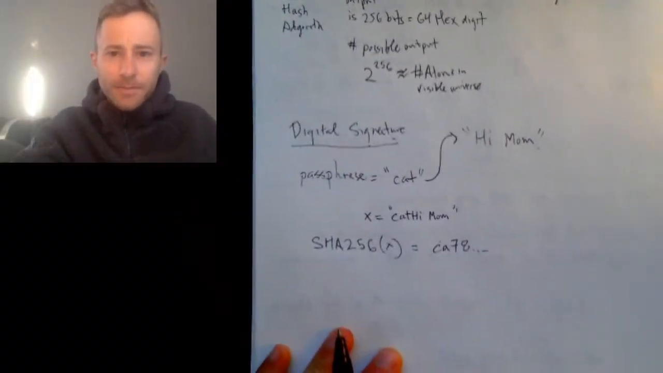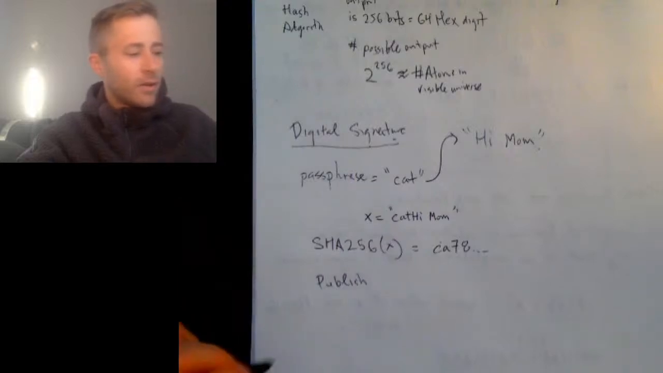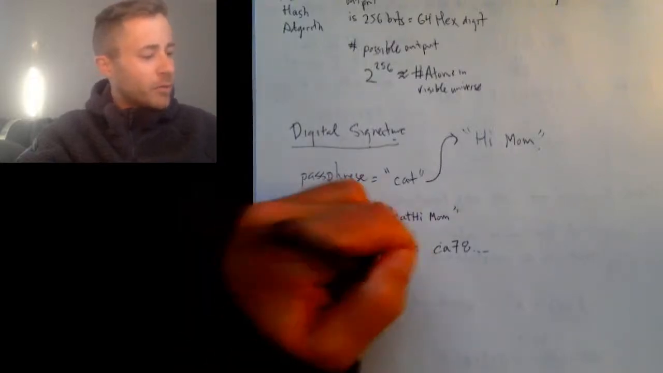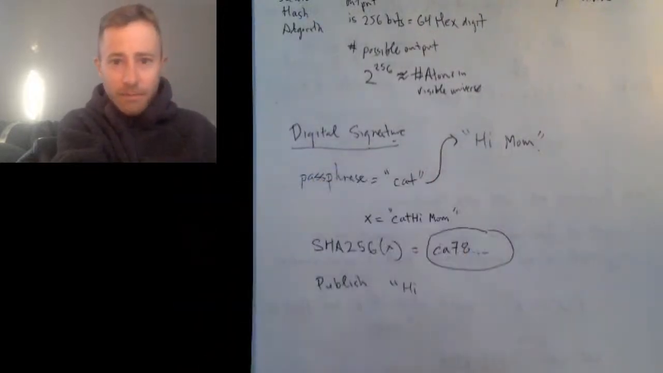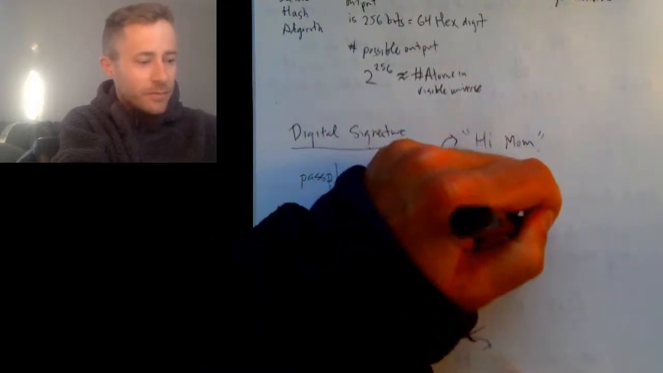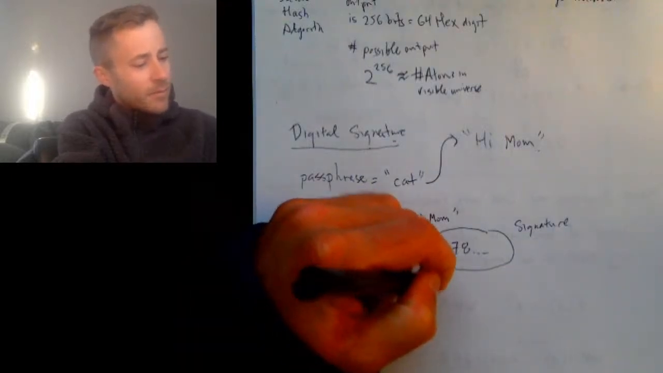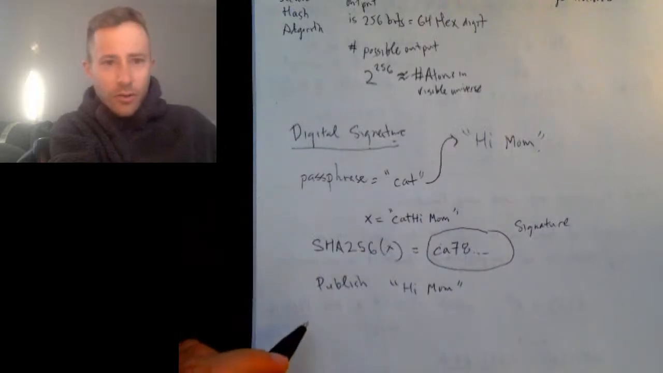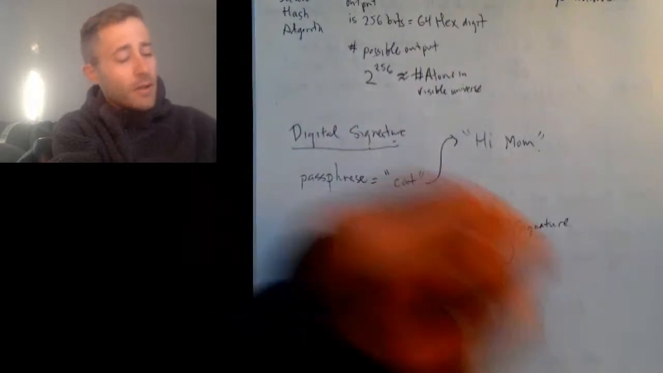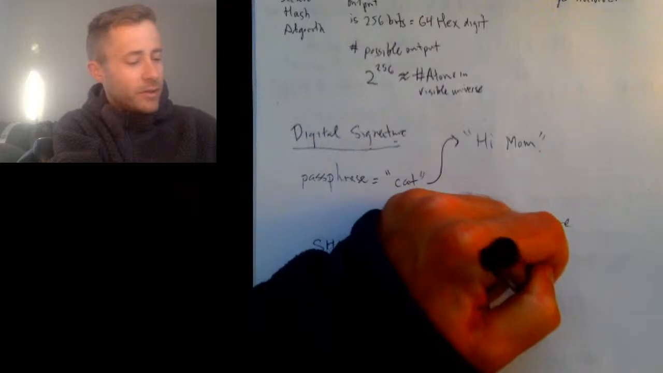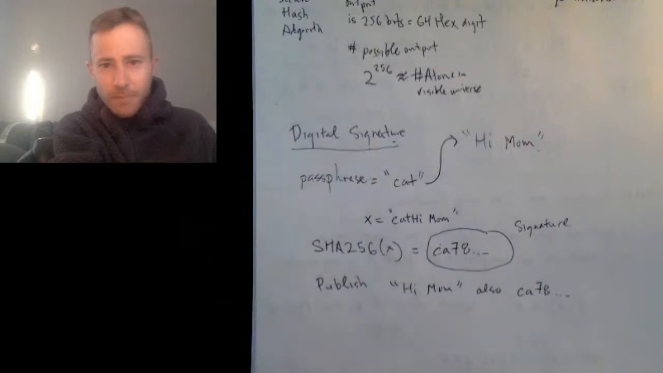So now what I would do is I would publish hi mom. So this hash value right here is the signature. All right. So I would publish hi mom, and then I would also publish the digital signature. Okay. CA78... Okay, it's a really long number.